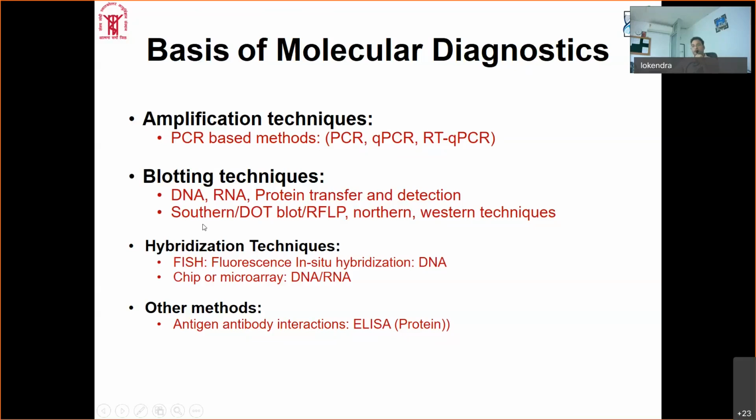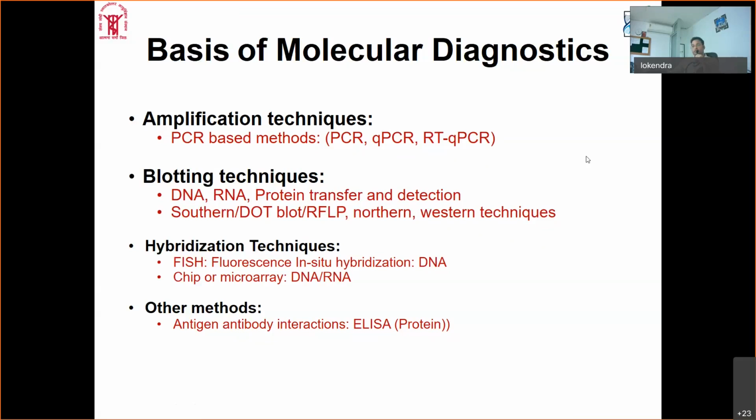So there is Southern blotting, dot blotting, or RFLP, that is restriction fragment length polymorphism, Northern blotting for RNA, and Western blotting for protein detection. So basically, you are transferring your molecule to a solid support or matrix and then fixing it, and then eventually identifying it with a known probe to see whether it is present or not. These are the classical techniques.